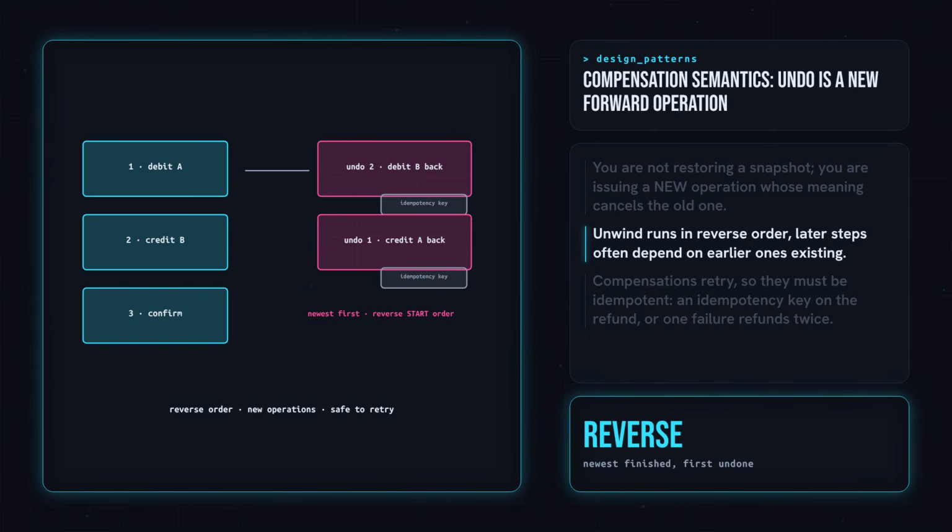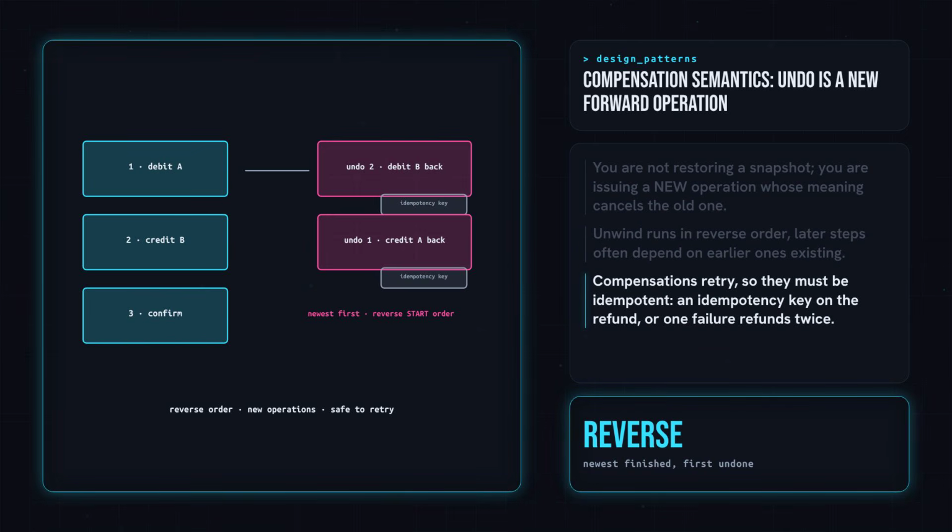Something already failed, so compensations themselves will be retried across timeouts and crashes. Retried operations must be idempotent. Running twice must equal running once. In practice, that means every compensation carries an idempotency key.